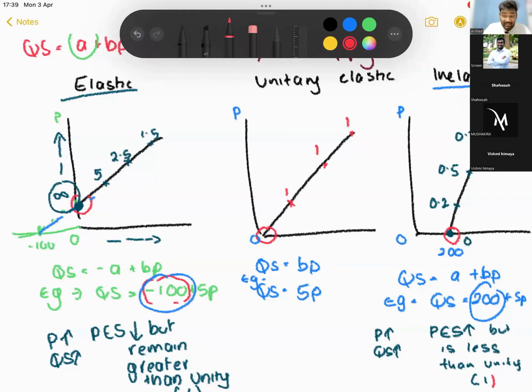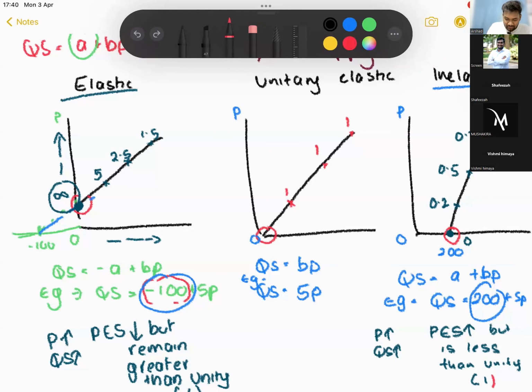Okay. So in elastic, how does it work? By looking at the equation, can we say slope is 5? Yes, you can say slope is 5, correct. That's okay. But remember, slope and elasticity are not the same, right? Okay. So in inelastic, how does it work? At this point, it is 0. Along the supply curve, it will increase.